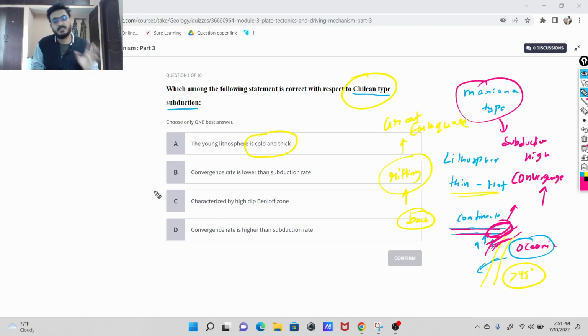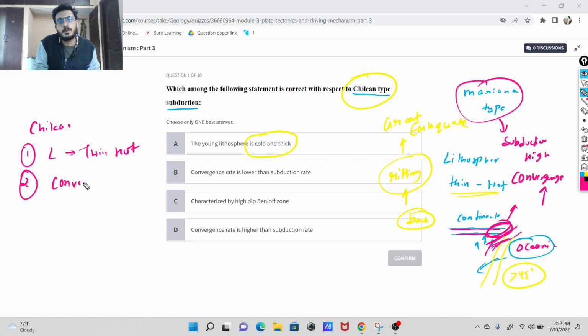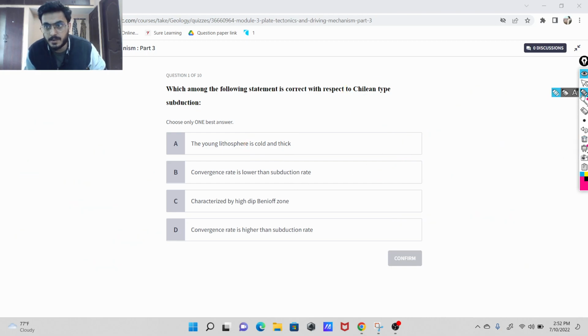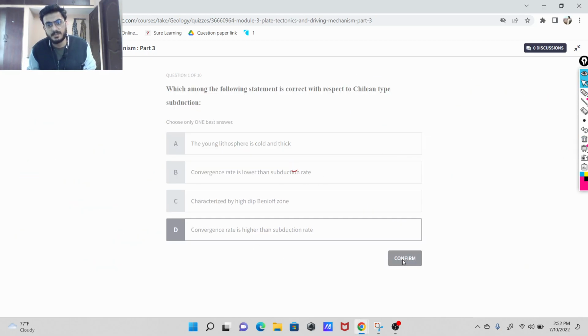Let's conclude what we have learned. In case of Chilean, your lithosphere is thin and hot. Second point, we learned that here convergence is more than subduction. Subduction is less here. Third point, this is a reason of great earthquake due to the rifting in the back arc area. So from here we can clearly see which option should be correct. So convergence rate is higher than subduction rate.